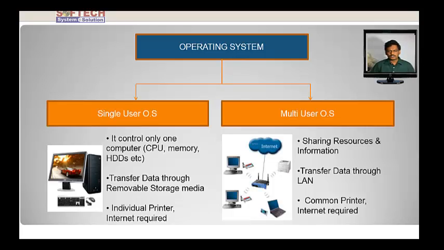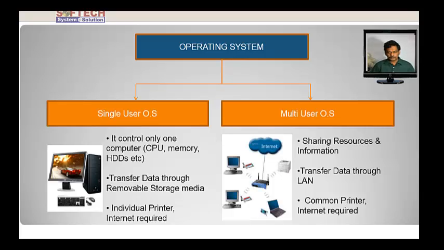At a time a single user can operate the computer. So it is a single machine, that is, a standalone machine. If we want to transfer data from one computer to another, we use removable storage media like DVD, pen drive, disk. So it takes time. Transferring data through removable storage media is the only way to move data from one computer to another. So an individual printer and individual internet are required.